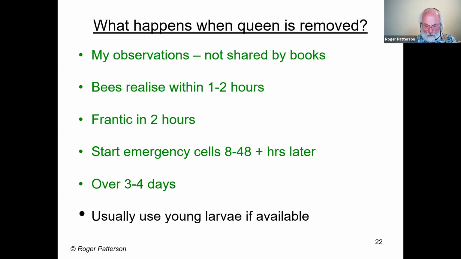We're very often told that they use larvae that are too old. They can do, but again, I'll tell you why in a minute. In my experience, they usually use young larvae if available, and you can always check this yourself. Always check it. Just have a look when they've started forming the queen cell. Have a look at the size of the larva in the cell compared to a swarm cell or a supersedure cell.